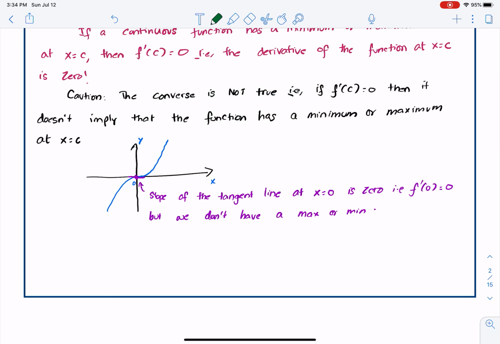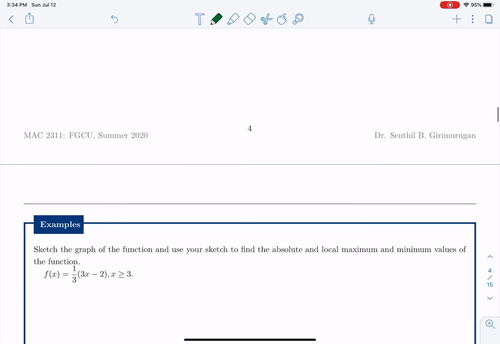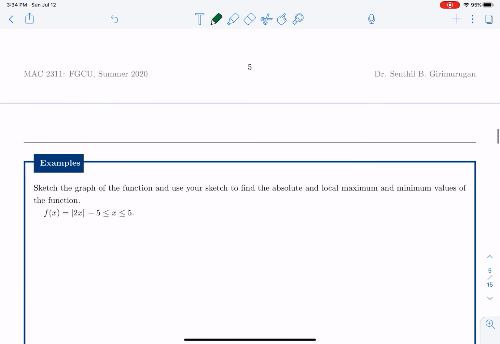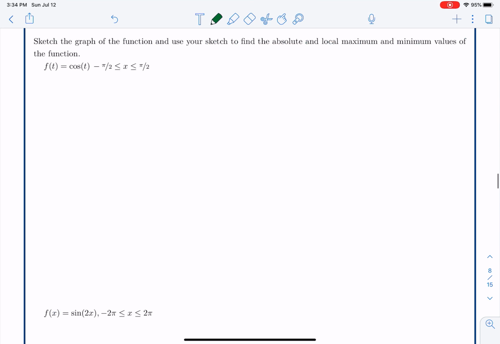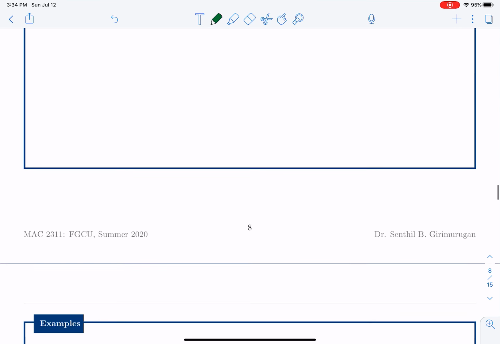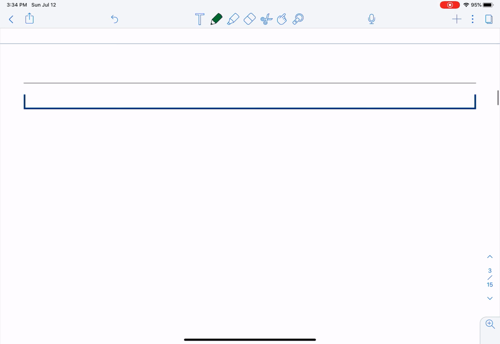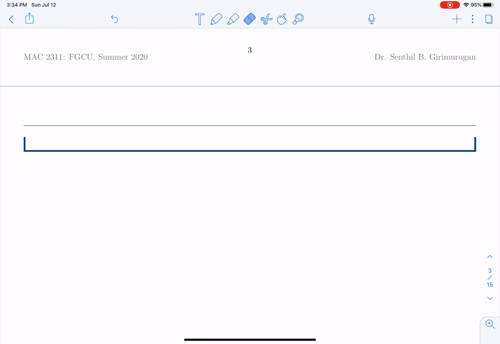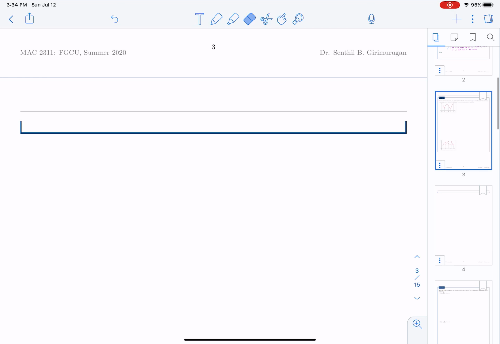One of the numbers that we use to find, I don't know if I have it later. No, so I should probably summarize it here. So I'm going to delete this page.